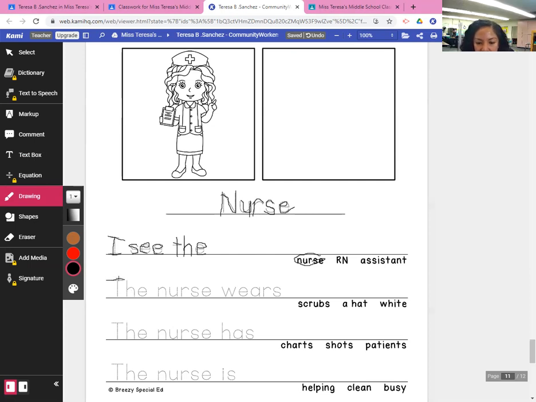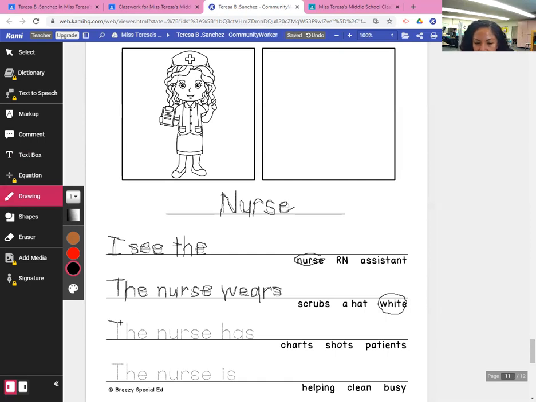The capital T, H, E, the nurse, N, U, R, S, E, the nurse. Where's W, E, A, R, S? Where's scrubs? A hat or white? See, she's wearing a hat, but she's wearing maybe scrubs or white. I'll just say white. She's wearing white.